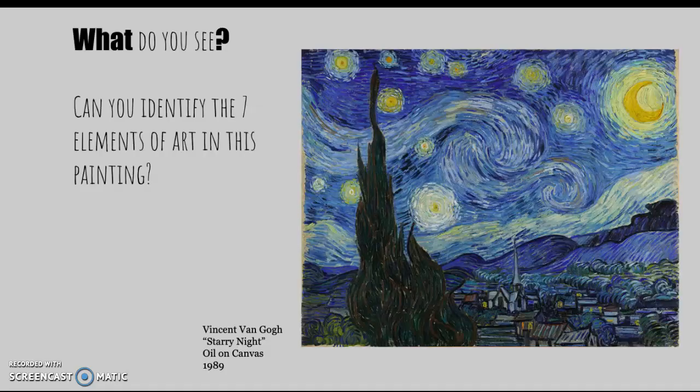What do you see in this painting by Vincent van Gogh? Can you identify the 7 elements of art in this painting? Do you see line? How about shape? Form? What about space? Value? Color? And texture? You should be able to identify all or most of the 7 elements of art, as they're often seen in every work of art.